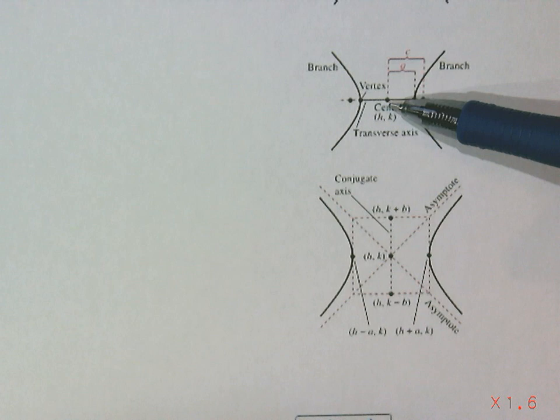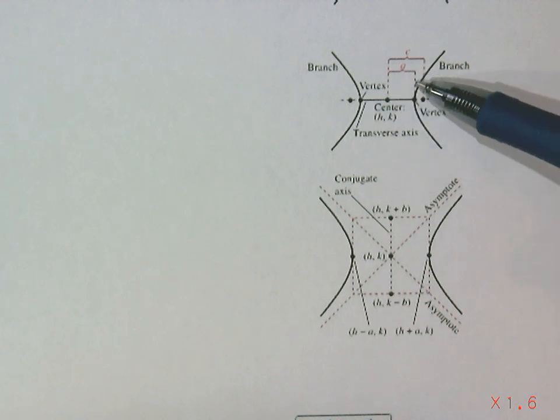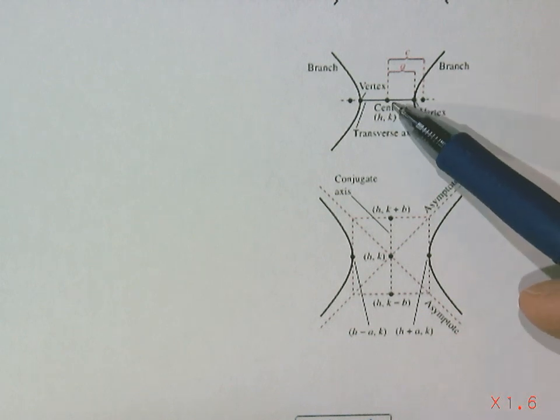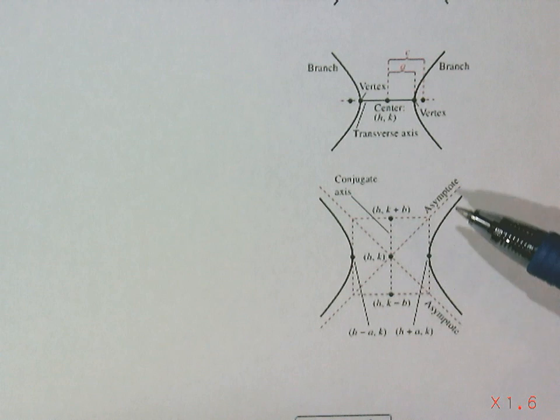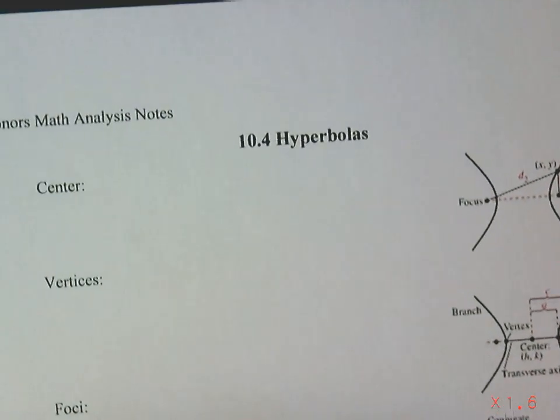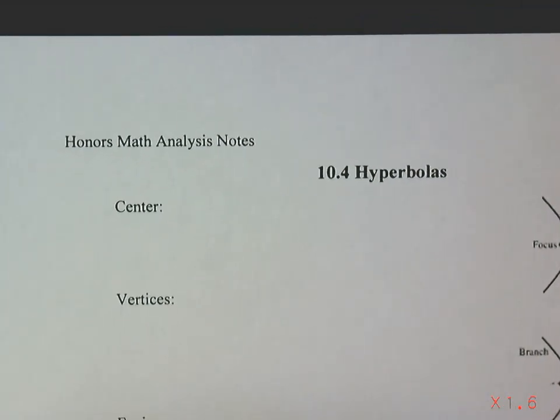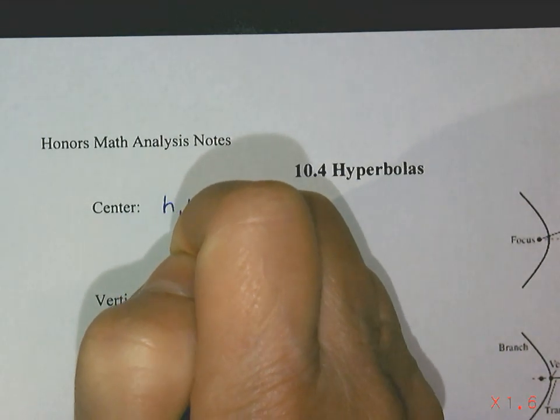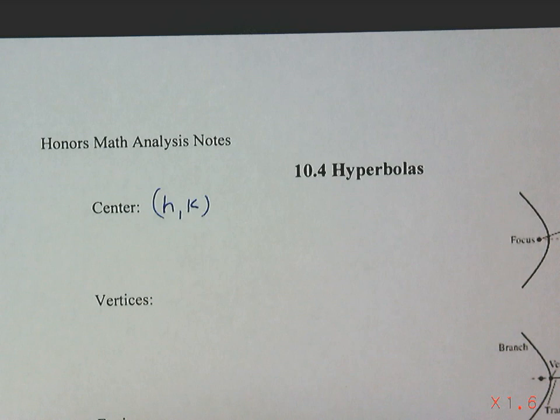The hyperbola has a center. So if you could imagine connecting the vertices of these two parabolas, the midpoint is going to be the center. So the center, just like with the parabola vertex, the circle and the ellipse, the center is going to be (h, k). It's always going to be a point.